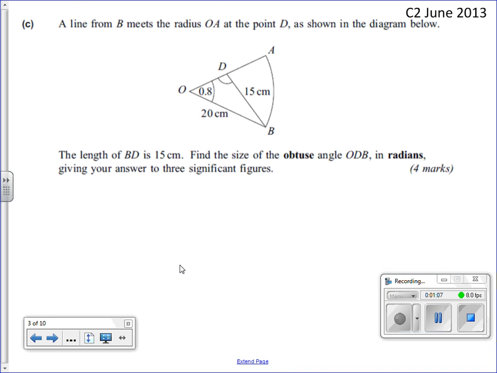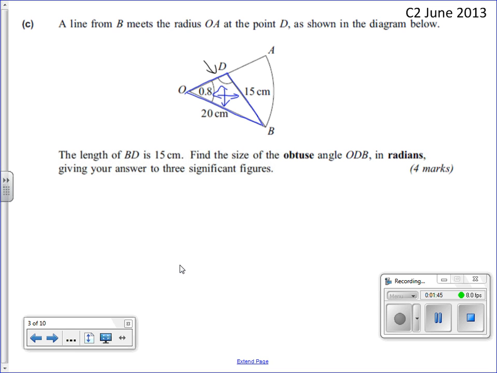Question C is then the more interesting one. They've added in a line in the diagram now. And what they want us to do now is find the size of the obtuse angle ODB over here, where they've marked it on the diagram. So now we're looking at a triangle, and in this triangle we've got the side opposite to 0.8, and we've got 20, and the angle opposite that is the one we're trying to find.